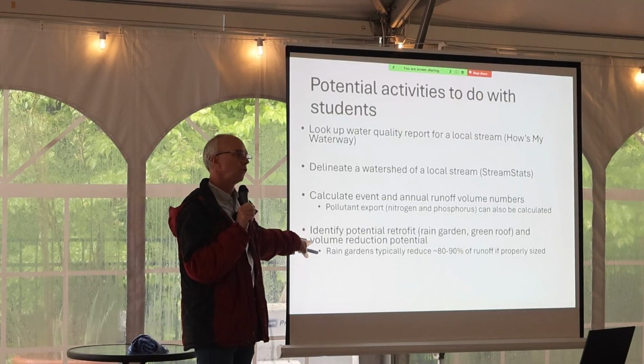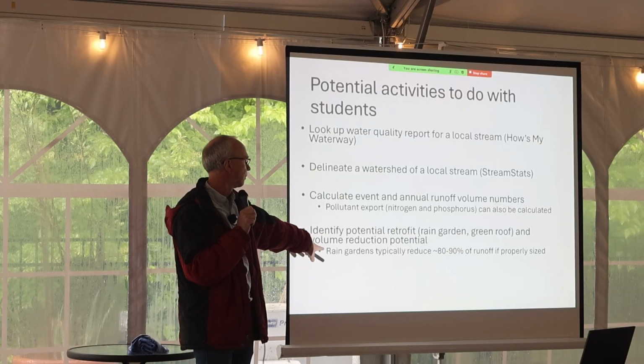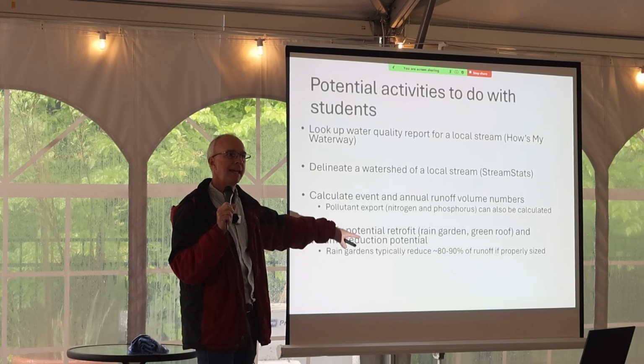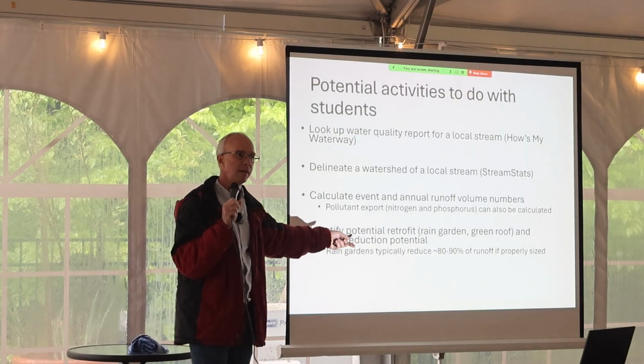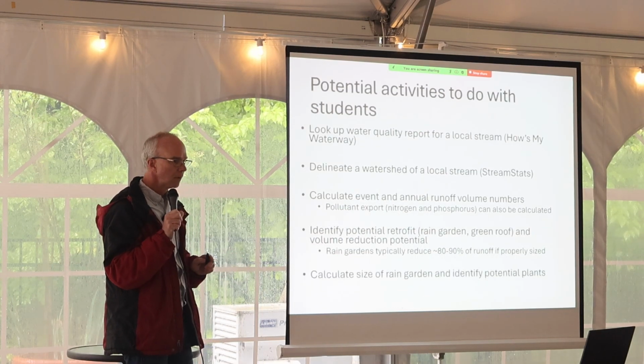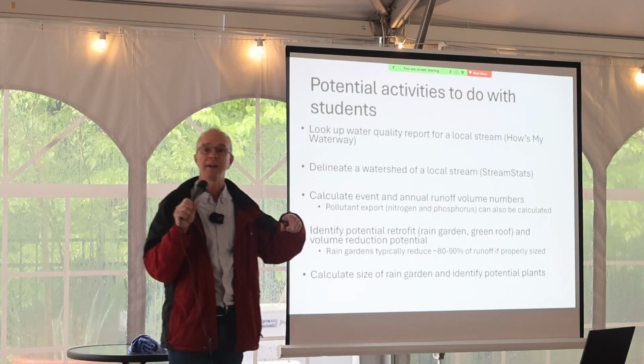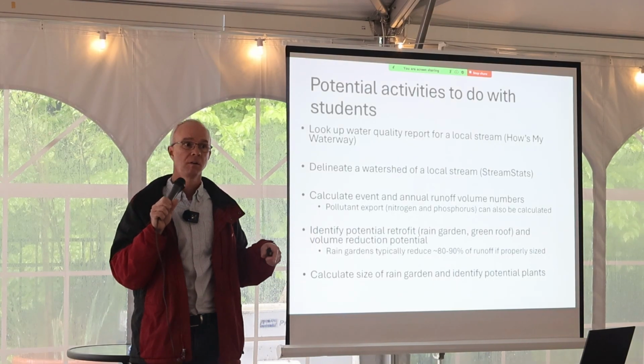But the students can calculate those volume reduction potentials. Rain gardens typically reduce about 80 to 90% of the volume that runs off into them. And then lastly, calculate the size of the rain garden and potential plants that you might install in the garden.